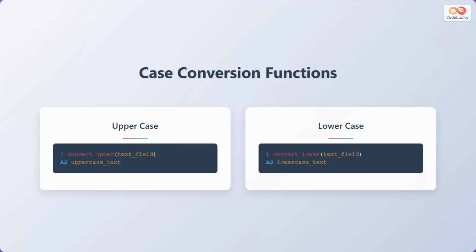Text case conversions are straightforward with the convert command. The upper function transforms all text in a field to uppercase letters, while the lower function converts text to lowercase. These functions are particularly useful for standardizing text data and ensuring consistent formatting across your search results.